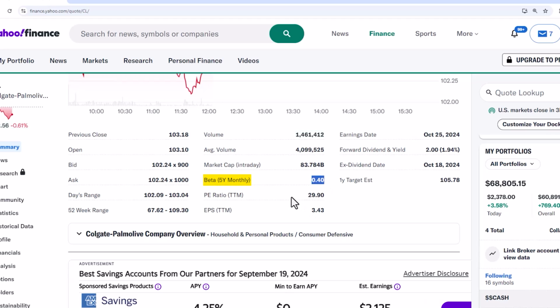So the S&P 500 has a 1 beta, 1.00. It's the baseline, it's your average. Anything below 1 is low volatility, and here you can see that Colgate has very, very low volatility, less than half the volatility or daily fluctuations that the S&P has. So if the S&P 500 moves, let's say 2% on the day, Colgate is probably going to move a little less than 1%. It's just a low beta stock.